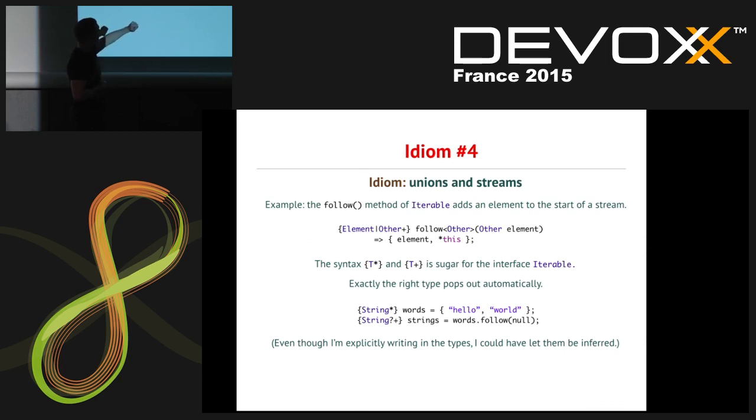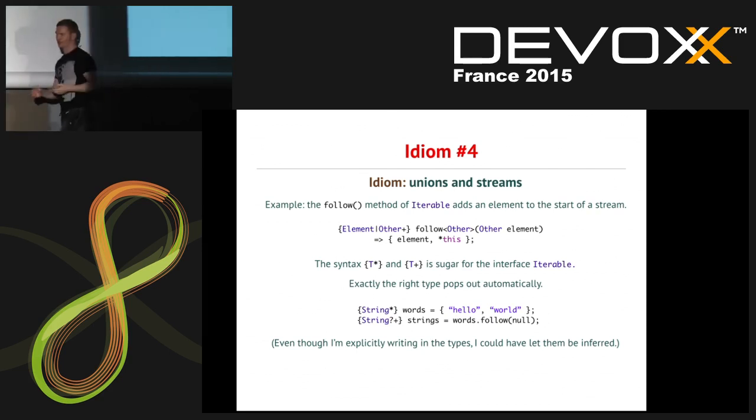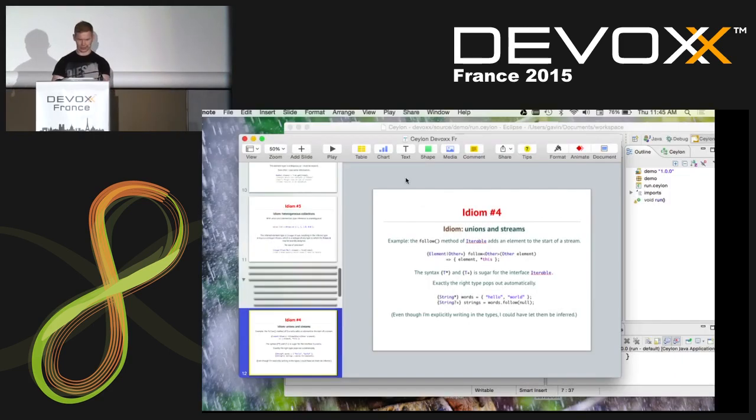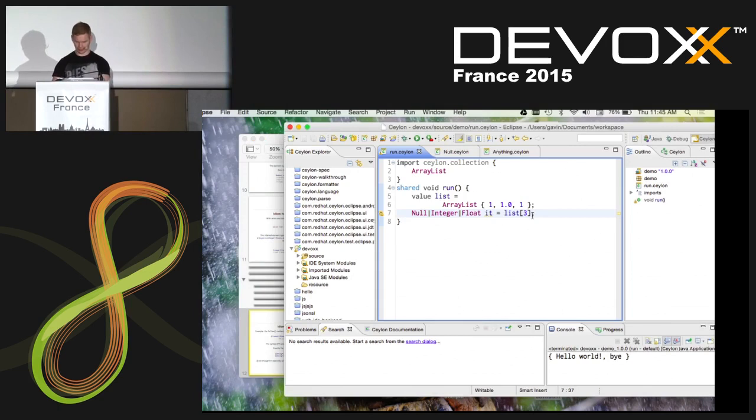We have an operation on Iterable, a method on Iterable called follow, which essentially says add an element at the start of the stream. That element can have any type, that's the type Other in that type signature. And so what is the return type? What is the type of the stream I get back? Let's just consider, do I have a stream here? Yeah, I have a stream.